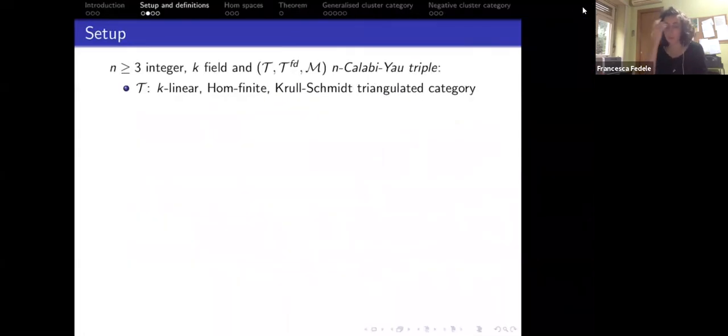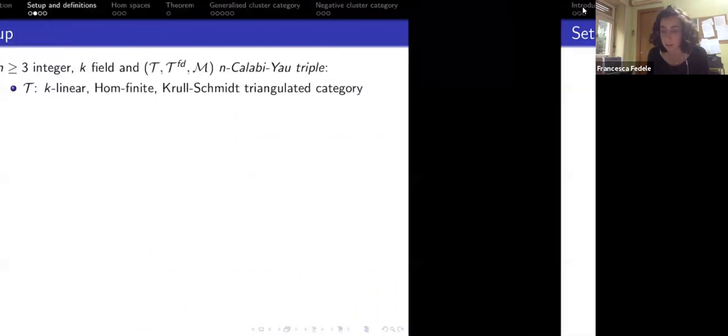So our setup starts with a fixed positive integer n, which is at least 3, a field K, and then an n-Calabi-Yau triple. An n-Calabi-Yau triple consists of a triangulated category T, which is K-linear, Ext-finite and Krull-Schmidt, so nothing too crazy to ask.